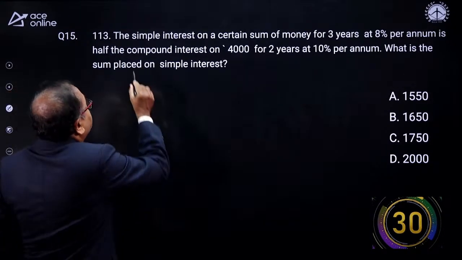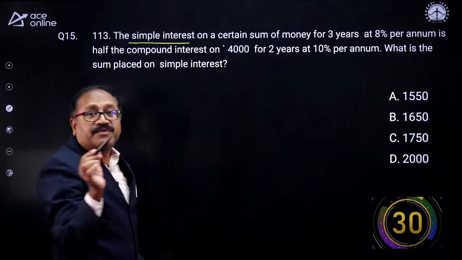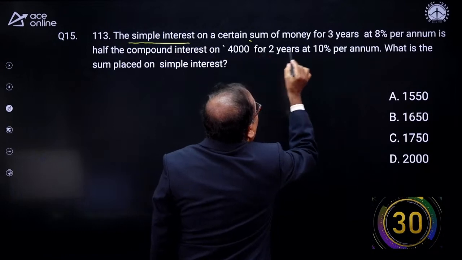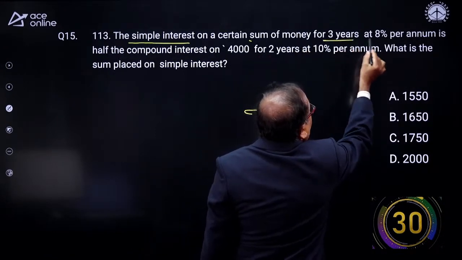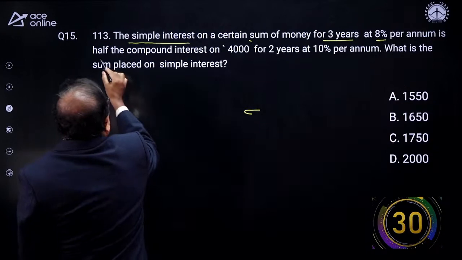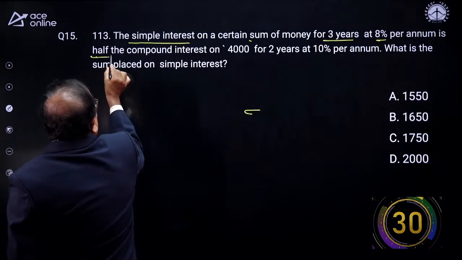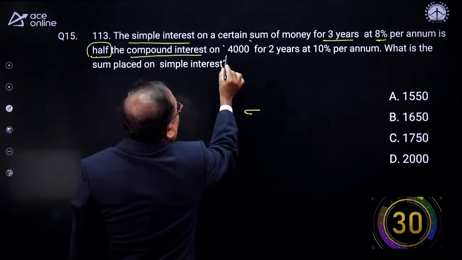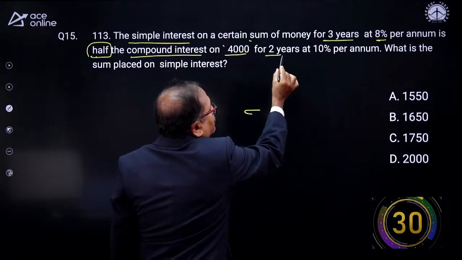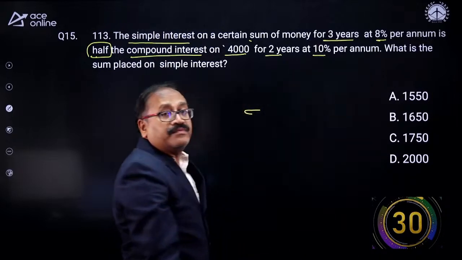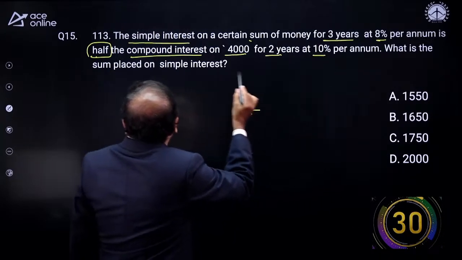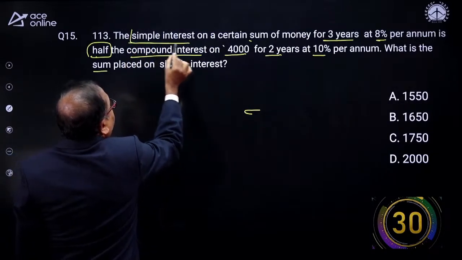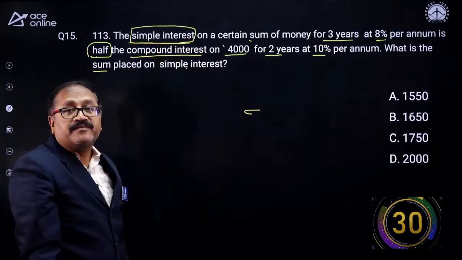It's a very interesting question. Simple interest, I picked up from the previous paper. Simple interest on a certain sum of money for 3 years at 8% per annum is half the compound interest on rupees 4,000 for 2 years at 10% per annum. What is the sum placed in simple interest? So here we have to find out what sum was placed in simple interest.